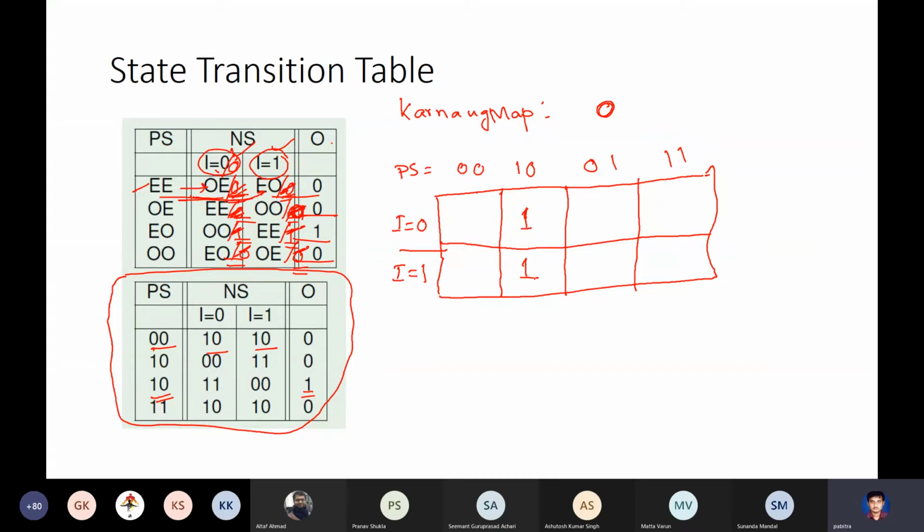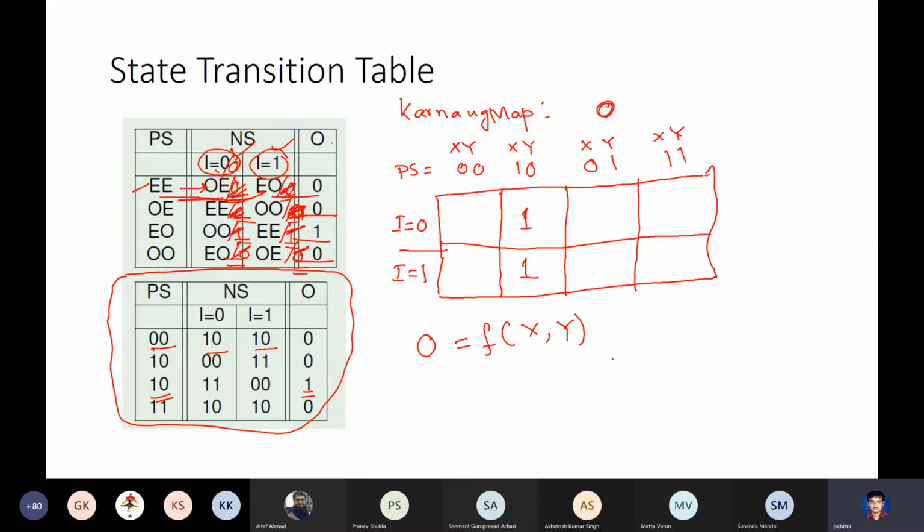Okay, so if I represent the present state by two variables, let's say x and y, so this is x and y. Can anybody tell me what is the output O as a function of x and y? What is the Boolean function f? Anybody please tell me.